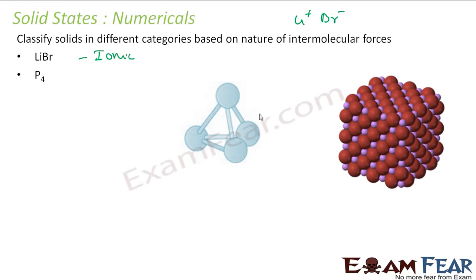P4. You see, P4 is a phosphorus molecule. There are plenty of, lakhs and lakhs of phosphorus molecules, and next to each phosphorus molecule there will be another phosphorus molecule like this. Like that, and they'll be linked by some weak force of attraction. The molecules are the basic building block here, so it will be a molecular solid.